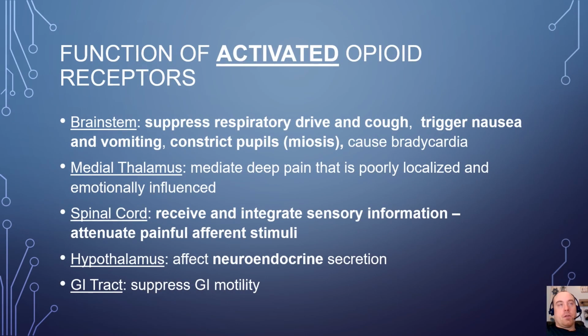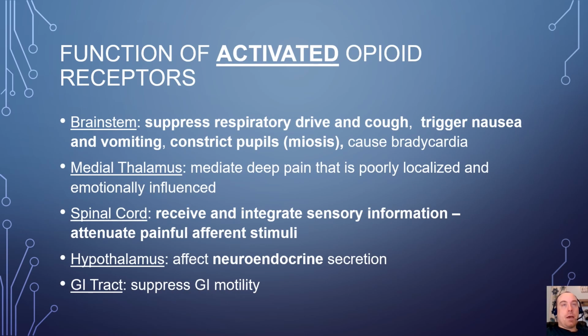So this brings us to the function of activated opioid receptors. This slide is actually just a really broad overview of some of the functions of opioid receptors. The next slide will be more detailed, and then it'll get even more detailed with each kind of effect one at a time and exactly what that means. So let's just start with the overview here.